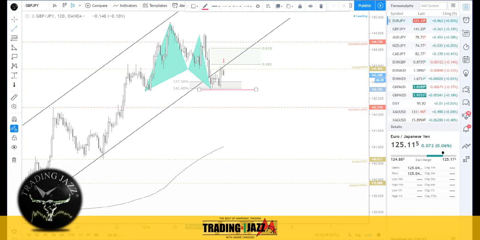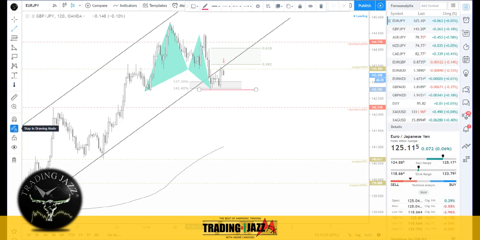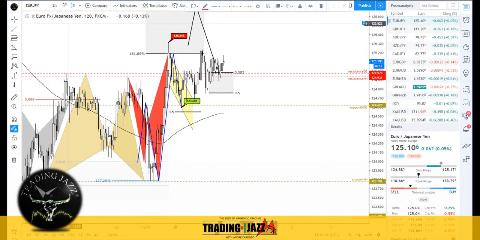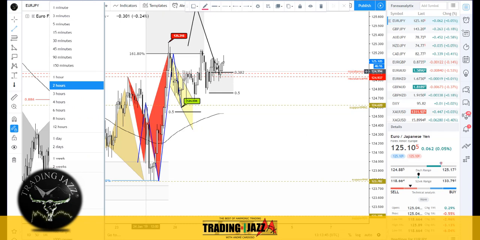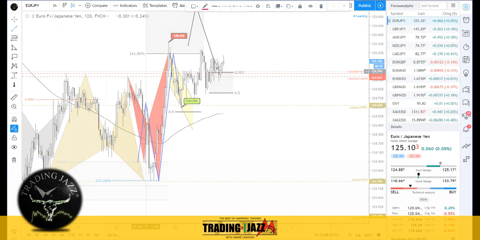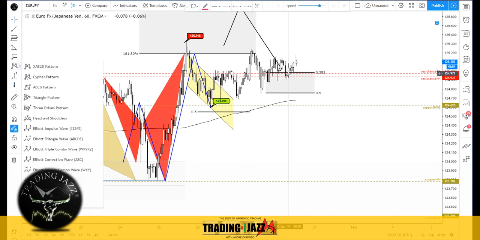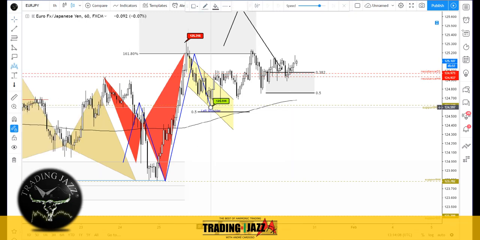Euro versus yen, I believe this is 1 hour time frame. Surprising. But yes, it is. Eventual head and shoulders is what I see immediately when I look into this piece of data here. I see here the right shoulder, the head, and the eventual right shoulder, left shoulder, head and right shoulders.